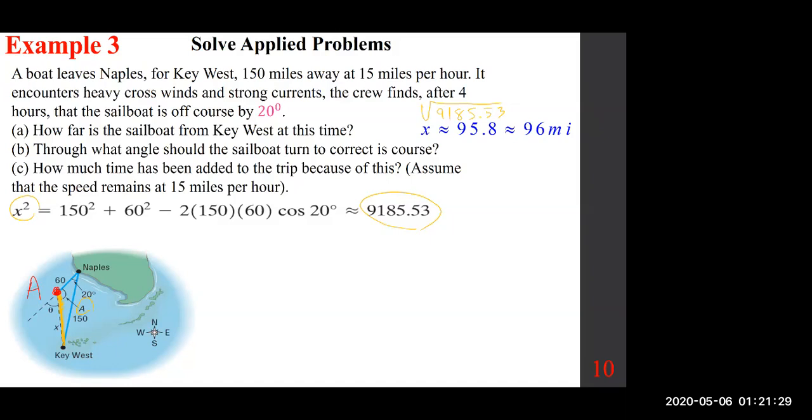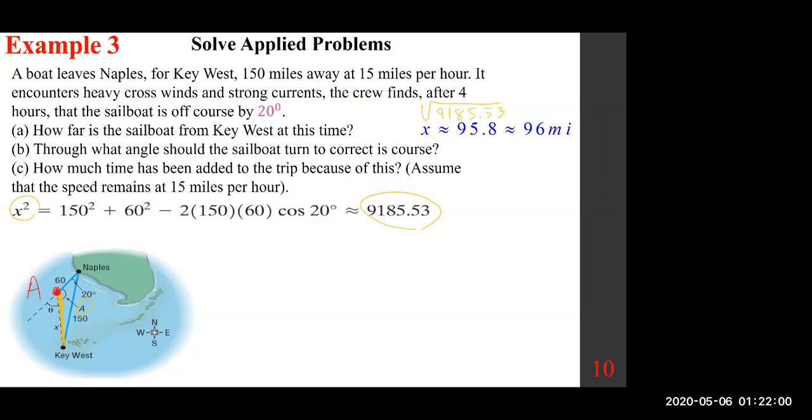How do we find A? Of course, we have the triangle. We have all the sides. One side is 60, one side is 50, one side is X. We found it to be 96 or 95.8 miles. And we have one angle to be 20 degrees. We can find that angle either using the sine law or the cosine. It makes no difference. Okay, class?